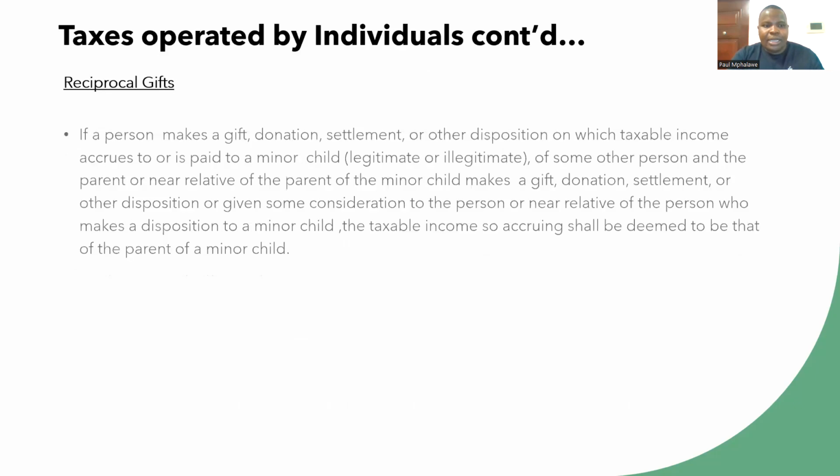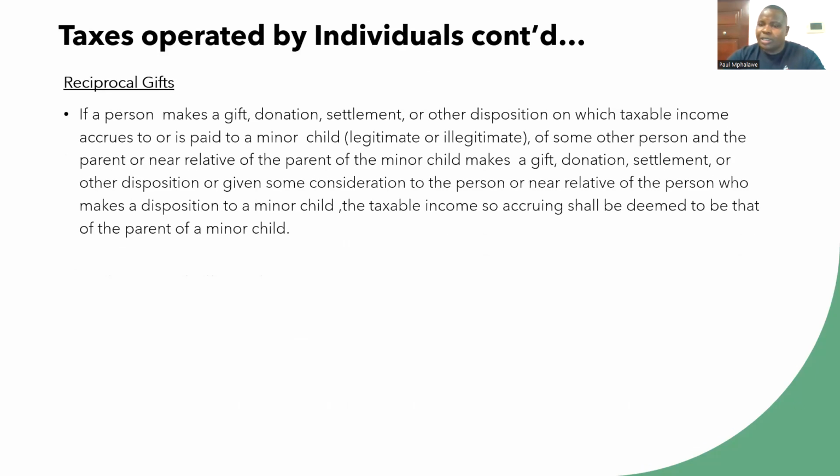So, reciprocal gifts: if a person makes a gift or donation or settlement or other disposition on which taxable income accrues to or is paid to a minor child, legitimate or illegitimate, of some other person, and the parent or near relative of the parent of the minor child makes a gift, donation or settlement or other disposition, or gives some consideration to the person or near relative of the person who makes the disposition to the minor child, the taxable income so accruing shall be deemed to be that of the parent and the minor child. Make no mistake. You make a gift to a child, okay, you as a parent become the taxpayer.